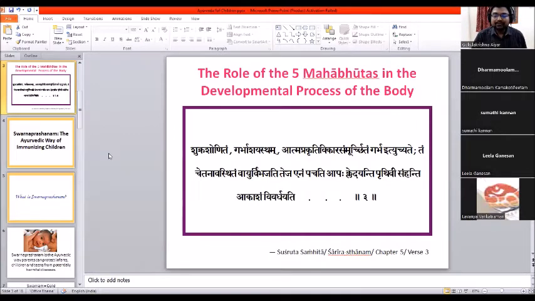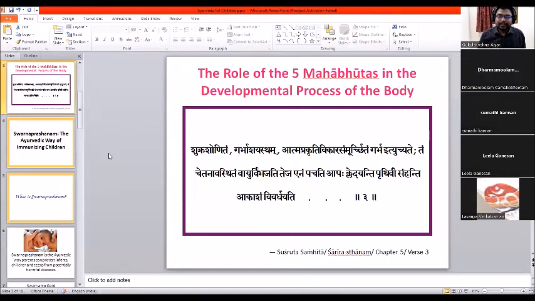So when it comes to the living bodies of all living entities, the five Mahabhutas are Prithvi Mahabhuta or the earth element, Jala Mahabhuta or the water element, Agni Mahabhuta or the fire element, Vayu Mahabhuta or the air element, and Akasha Mahabhuta, which is the space element. So these are known as the five Mahabhutas.